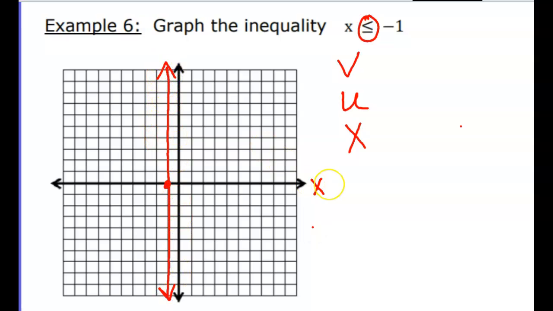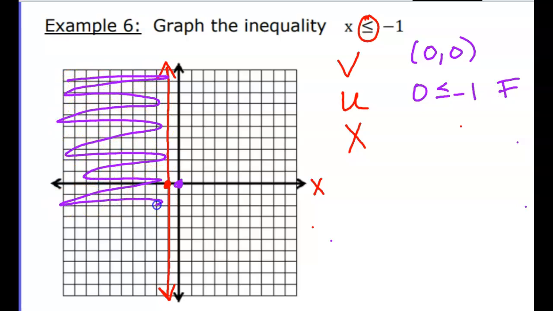Okay, now think of the number line. Your x value is less than or equal to -1. So less than would be to the left here. But again, let's check it out with a point. If I use the point (0, 0) and plug it in, I end up with 0 being less than or equal to -1. That's a false statement. So that would mean I'm going to shade this side of the line.